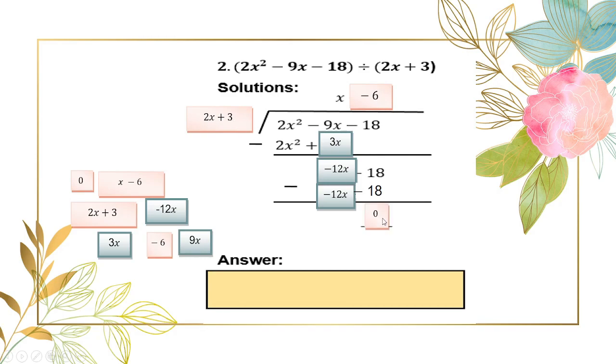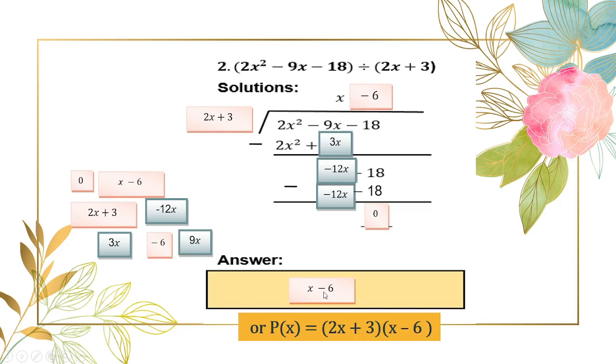Change the sign. The remainder is 0. So the answer is x minus 6. Or p of x is equal to 2x plus 3, the divisor, times x minus 6, the quotient.